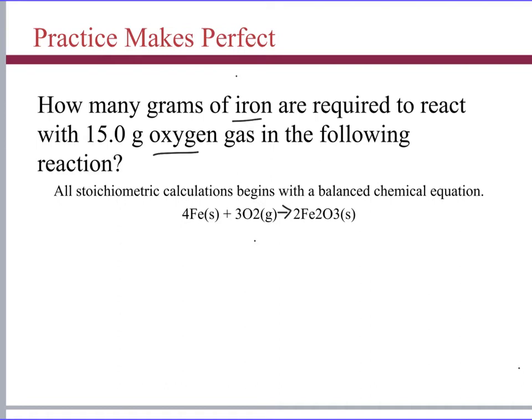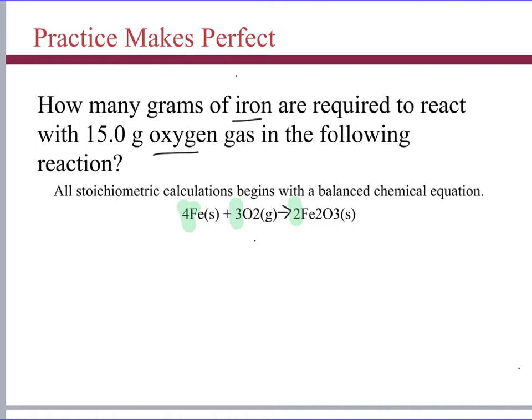I'm going to go ahead and highlight my coefficients here. There's iron's coefficient, there's oxygen's, and there's iron oxide's coefficient. Okay, and so we've got our balanced chemical equation. Now I'm going to talk through the steps of dimensional analysis. Step one is, what is the question asking for? This wants to know, let's do black.